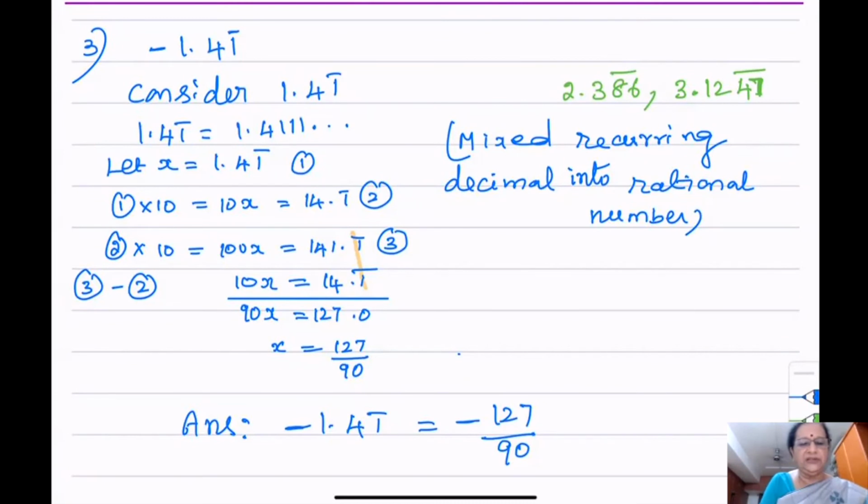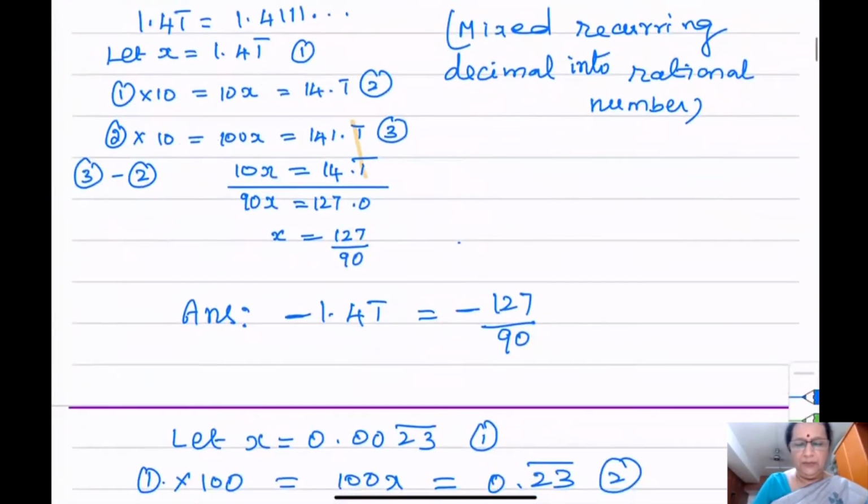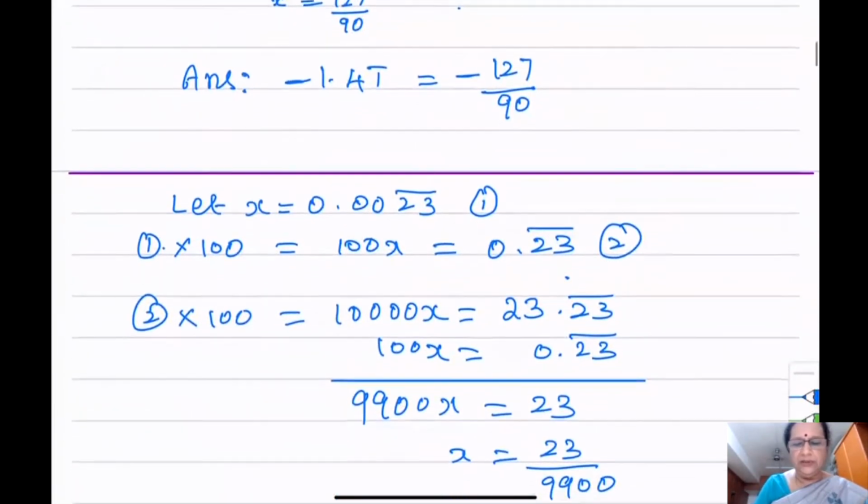So I have considered only the positive number for x, but I have to convert the negative number into rational number. So what will be that? Minus of 127 by 90. You know that this is also a rational number. It is a negative rational number. So you can get questions on positive rational number or negative rational number. So this is how you convert a mixed recurring decimal into rational number. So let us see one more example for mixed recurring decimal.